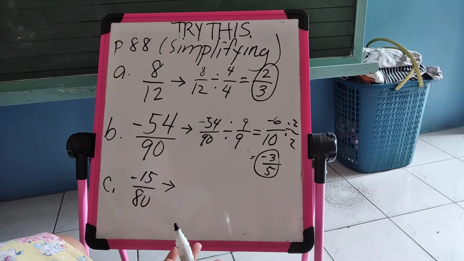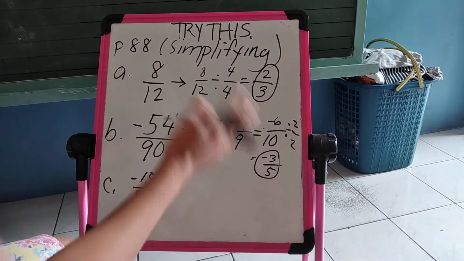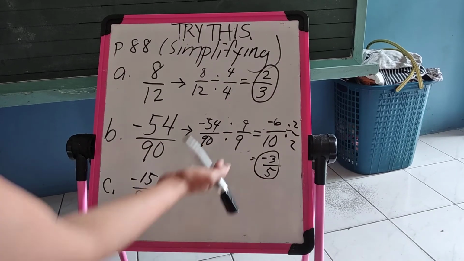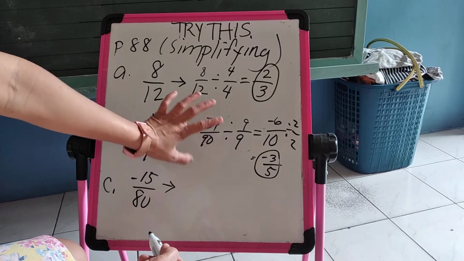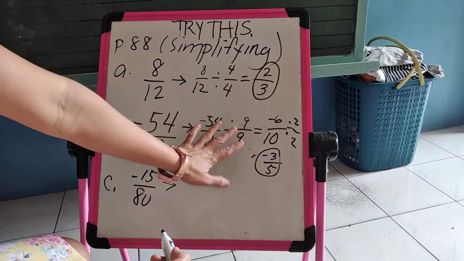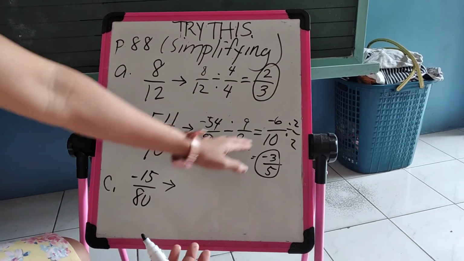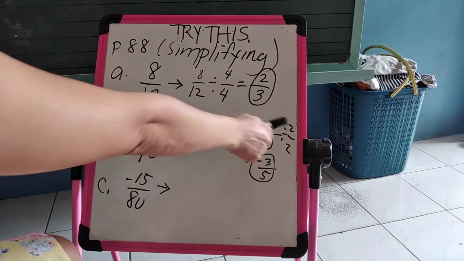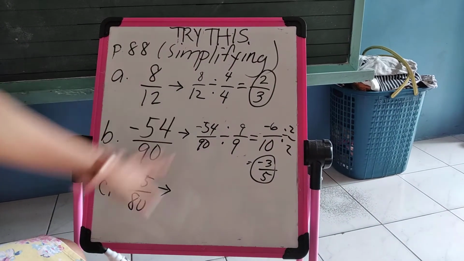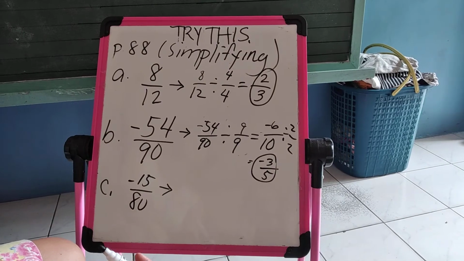Remember, it's okay if you cannot find the GCF right away, because some GCFs are really big. So this is an example. If you started with 2, it's okay. Divide it by 2, and if the answer is not in simplest form, divide it again until you reach the simplest form. So the GCF here is 18. So 54 is divisible by 18, and 90 is divisible by 18.